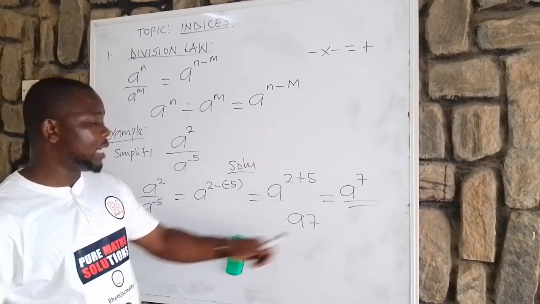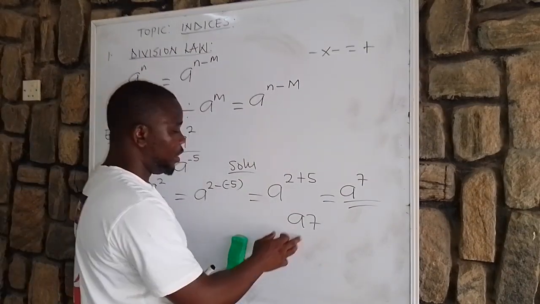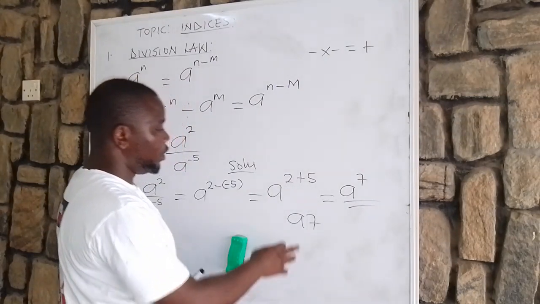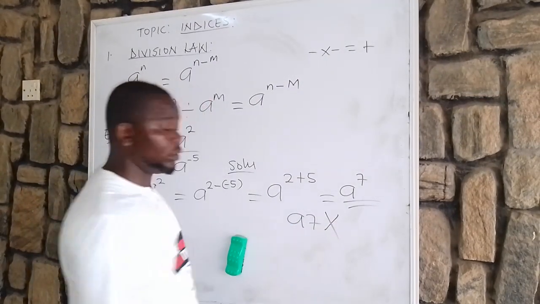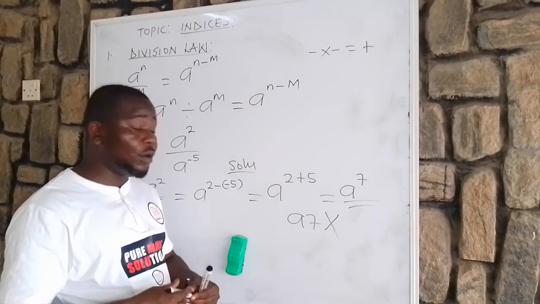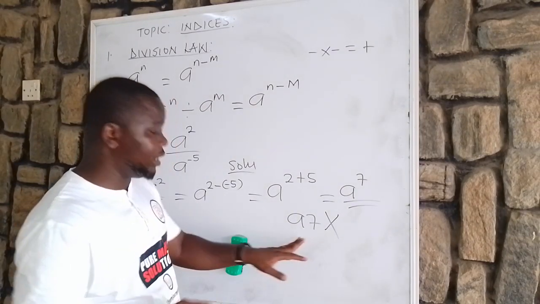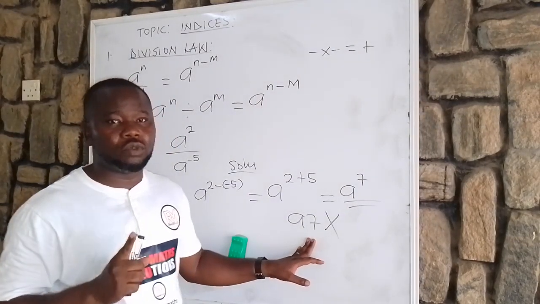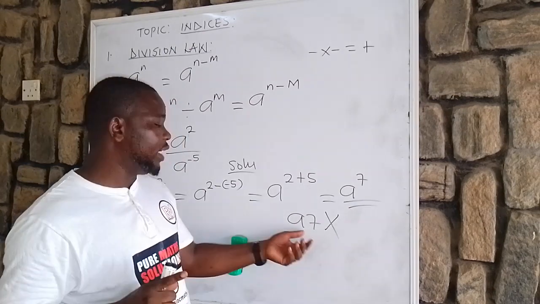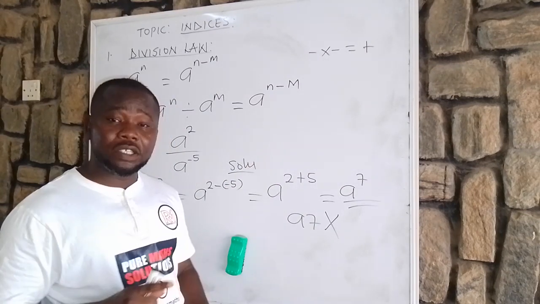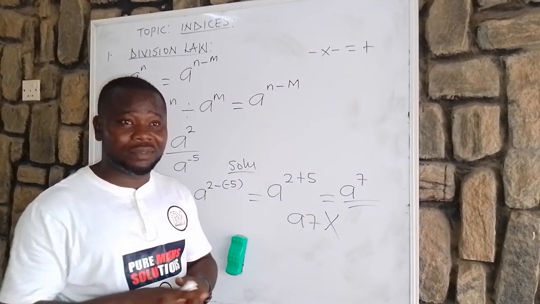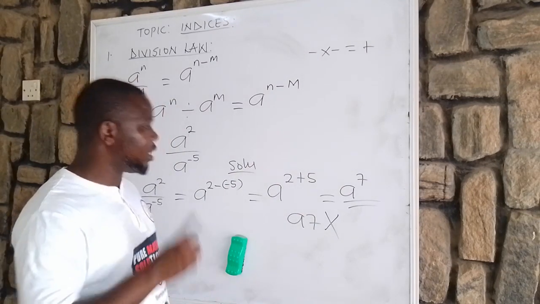Some of you are writing A7 instead of a raised to the power 7. They will mark you wrong. Please take note. This is how some of you fail mathematics. Yeah, that is the simple truth. Nobody will admit A7 instead of a raised to power 7. It will mark you wrong because you don't know what you are doing. So please always be careful.